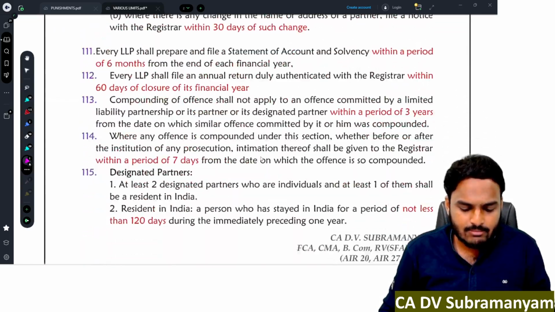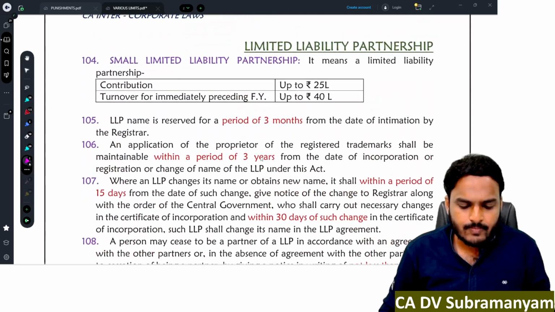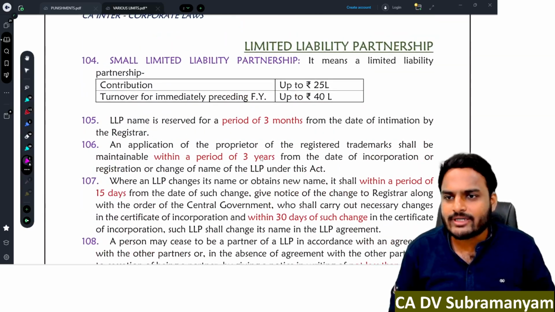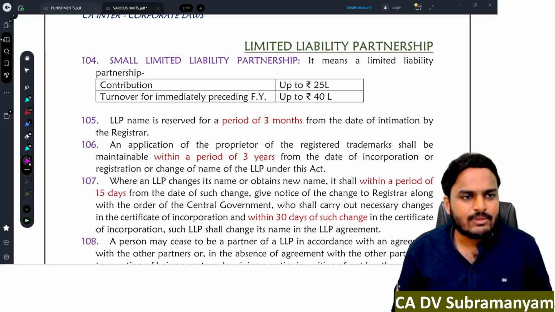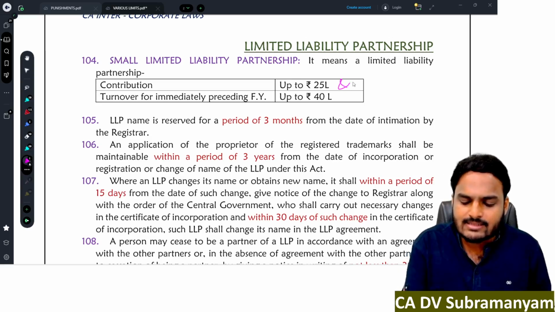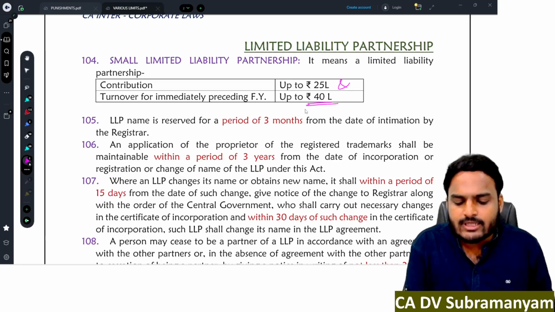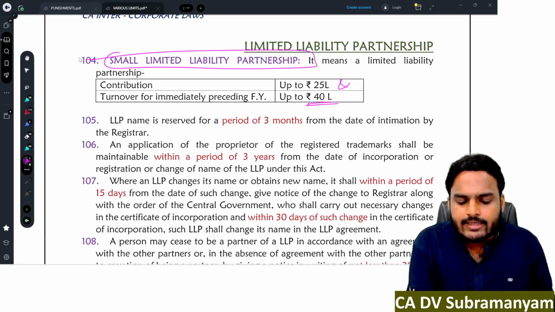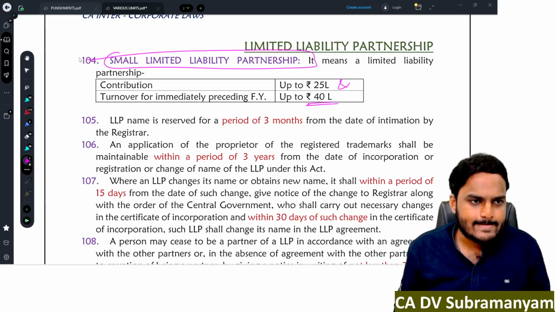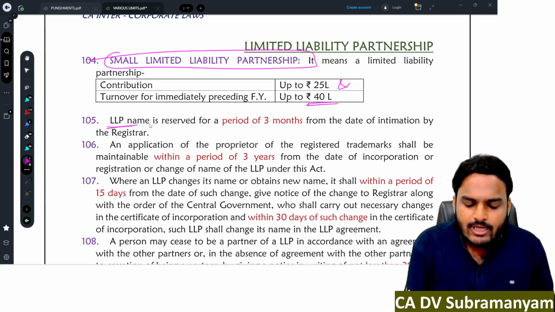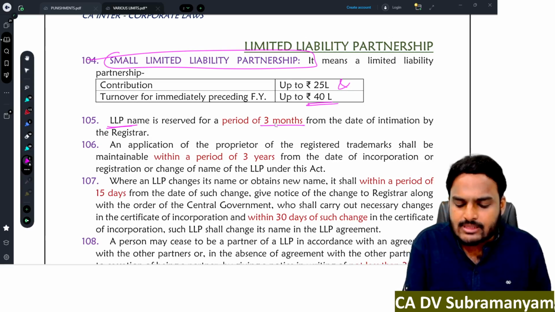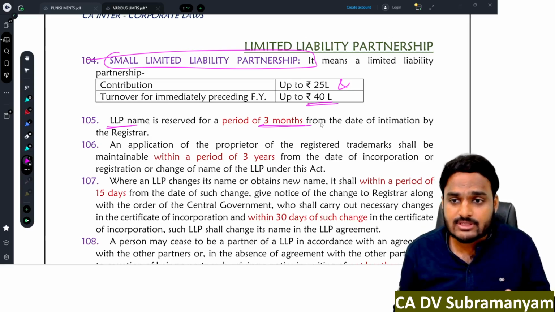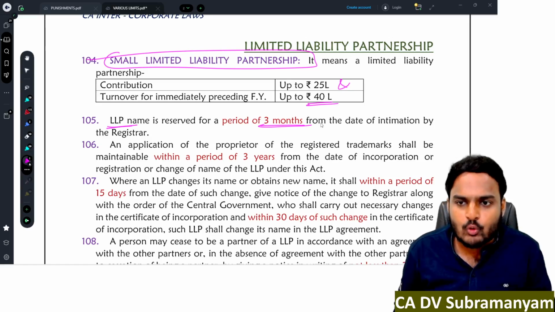Last topic, limited liability partnership. So small LLP, important definition. An LLP with a contribution up to 25 lakhs and a turnover up to 40 lakhs will be categorized as small LLP. Next one, LLP, the name reservation period is 3 months. For companies, name reservation period is 20 days. Coming to the LLP, the name is reserved for a period of 3 months from approval.